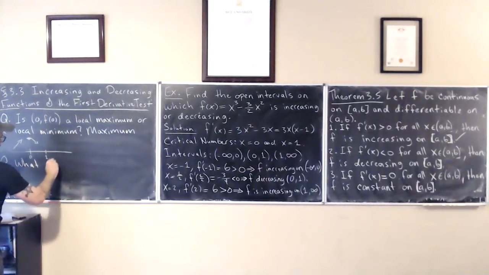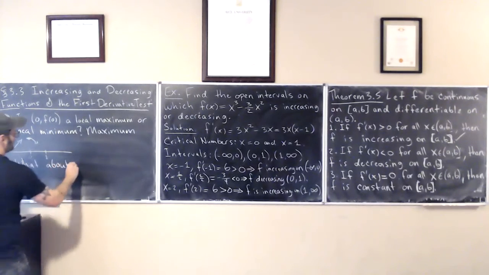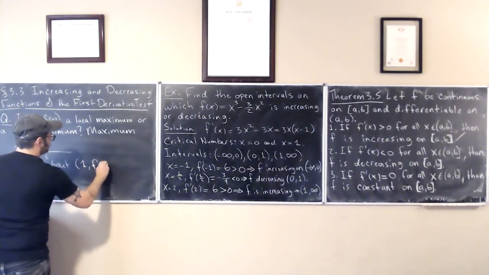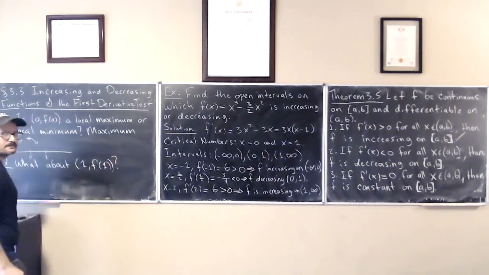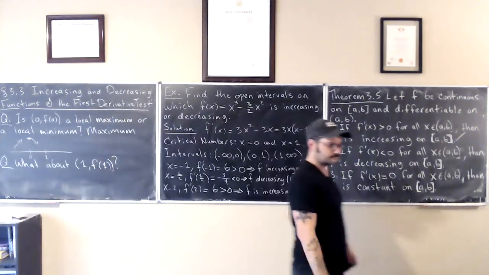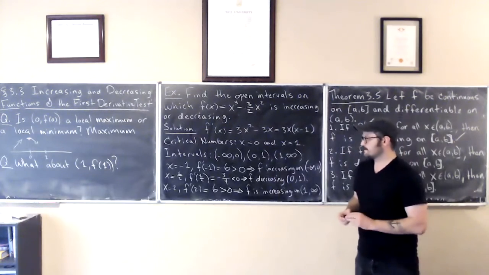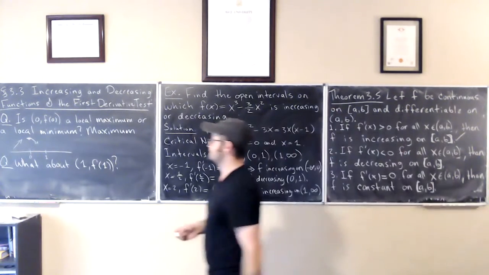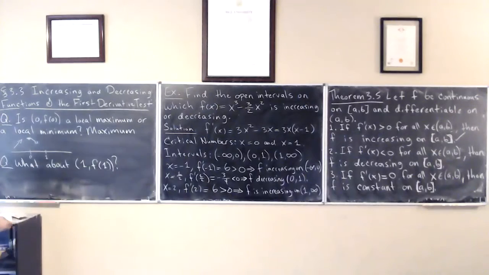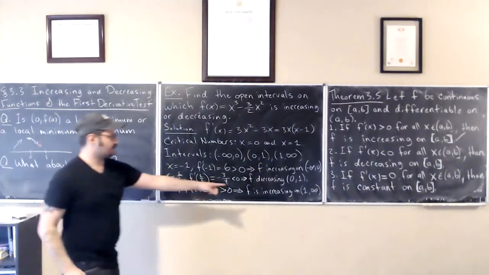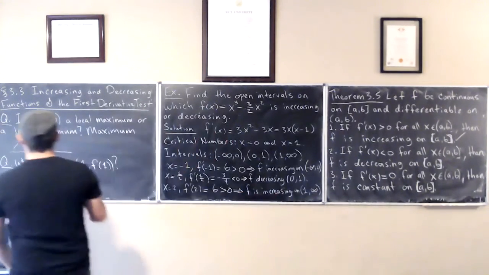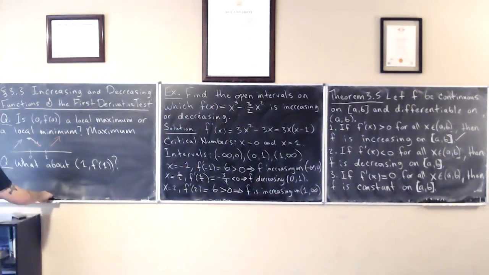What about the point (1, f(1))? Is that minimum or maximum? So minimum? It's a minimum, right? Because we know on this interval here, we're going down, right? But then on 1 to infinity, we know that f is increasing. So we're going up, which means that we're bottoming out somewhere. So this would be a local min.